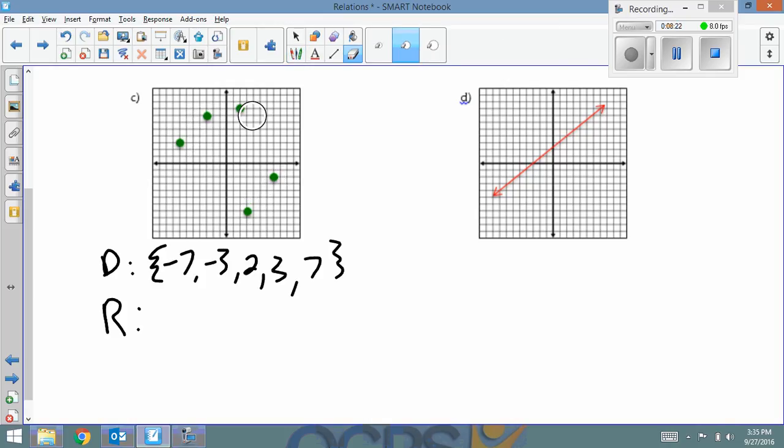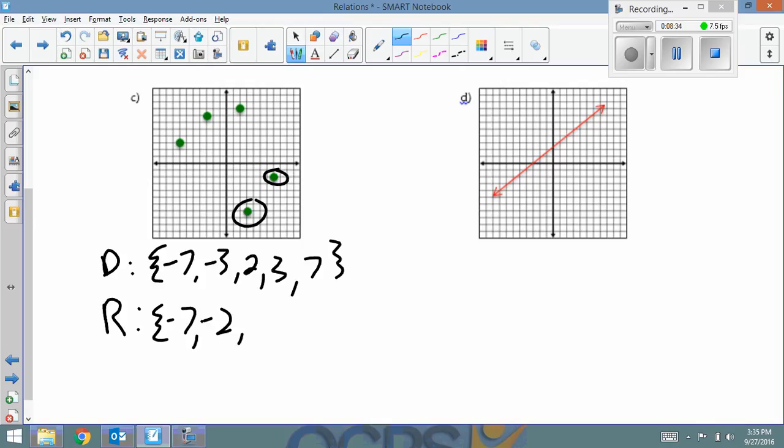So for Y values, the smallest one is always the one furthest on the bottom. It's that one there, which is negative 7. Our next smallest one is negative 2. And it's that one, which is positive 3. And that one, which is positive 7. And then the last one here, which is positive 8.